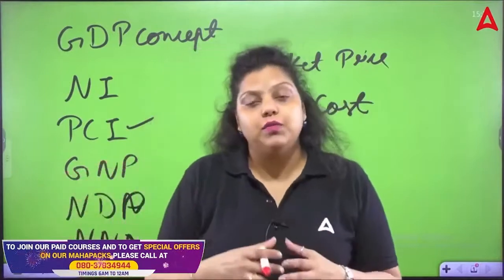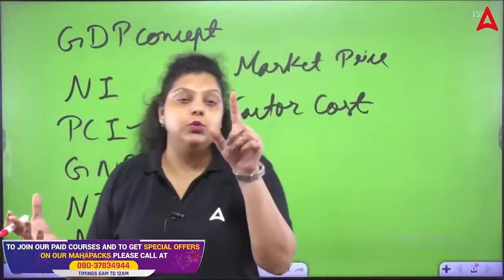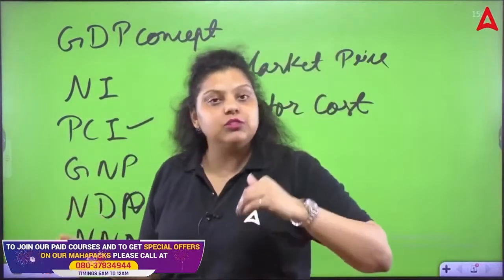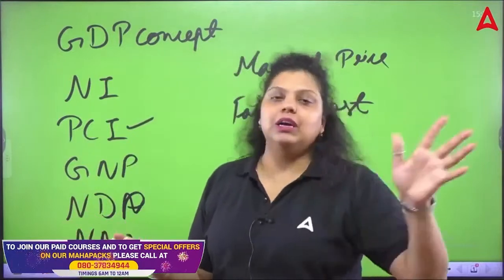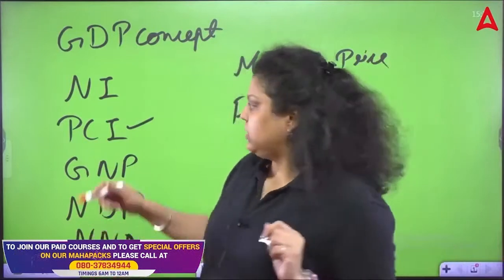National income is the total income of a country that is earned within or outside the geographical boundary of a country during a financial year by the citizens of a country. So whatever income the citizens of our country earn in a financial year, whether it is earned inside the boundary or outside the boundary, that will be counted as national income.